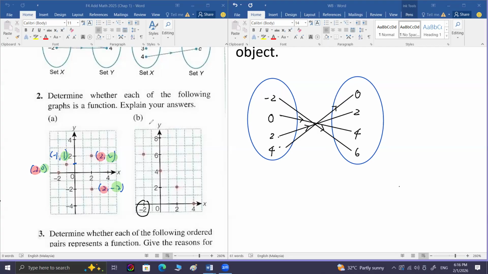Okay, Nana? So your answer, you write down a function. The explanation, you can follow question 1A. Each object has only one image, or you can say that it is a 1-to-1 relation. Can you understand so far? Yeah? Okay, next.